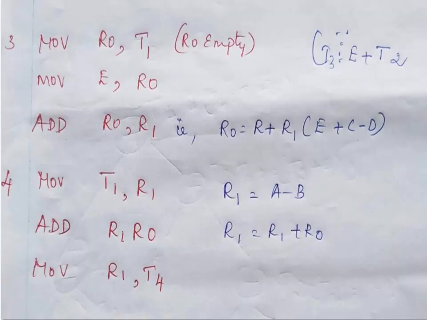So for this we write the object code: R1 is equal to A minus B, and R1 is equal to R1 plus R0. So here the final value is stored in the register R1. So this is known as the code generation algorithm.